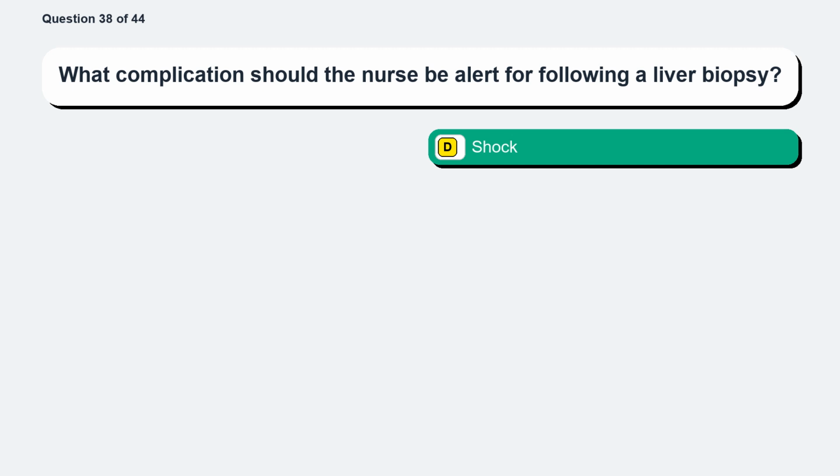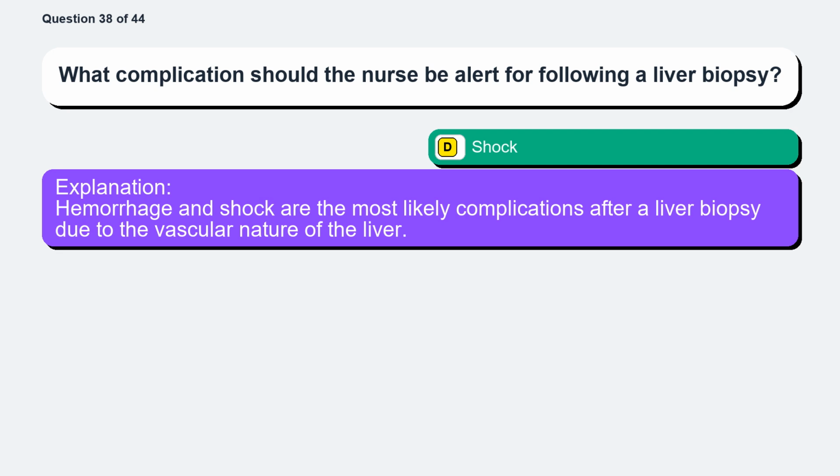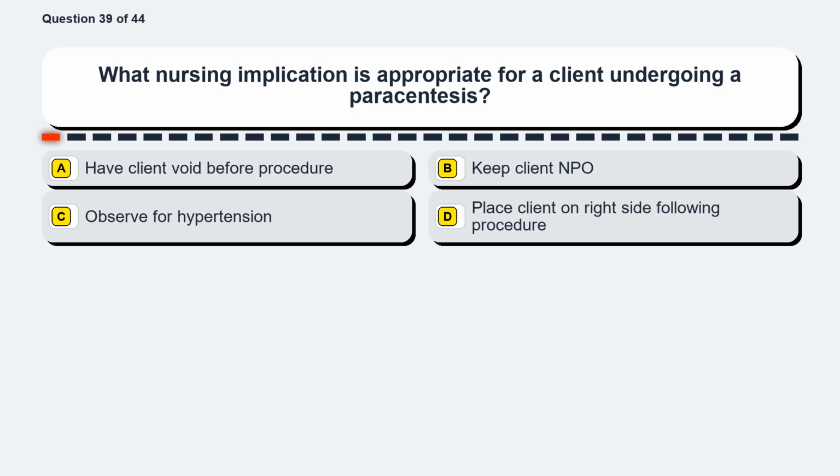The correct answer is option D. Shock. Hemorrhage and shock are the most likely complications after a liver biopsy due to the vascular nature of the liver. Question 39. What nursing implication is appropriate for a client undergoing a paracentesis?